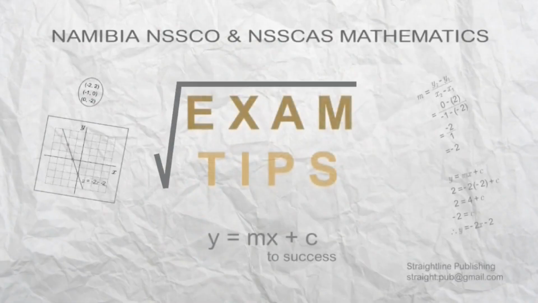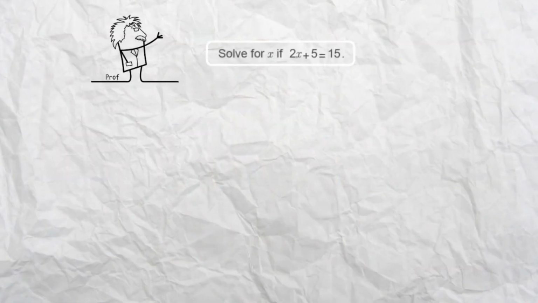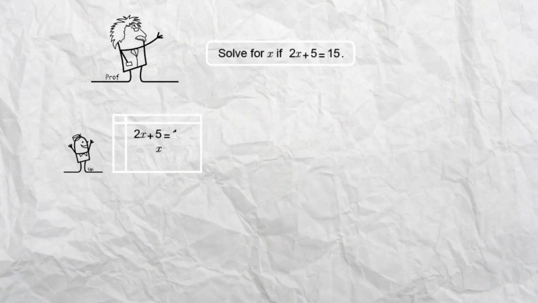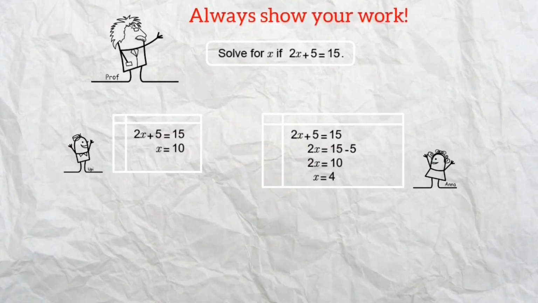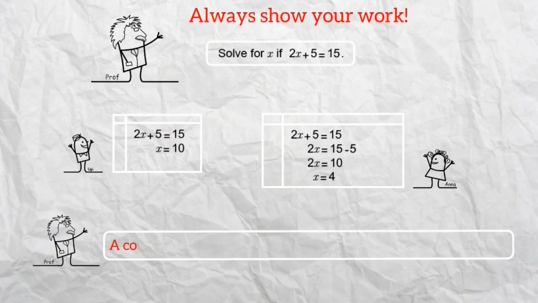Exam tips. Let's check your answers. Easy. My answer is x equals 10. But you didn't show any work, and your answer is wrong. I solved it step by step, subtracting 5 from both sides, dividing by 2. Oh no, I miscalculated. The correct answer should be x equals 5. That's right, Anna. Your answer is incorrect. But you used the correct method, so you'll still get 1 mark. Upi, you didn't show any steps, so you get 0 marks. Lesson learned. A correct method can score a mark, even if an answer is wrong.